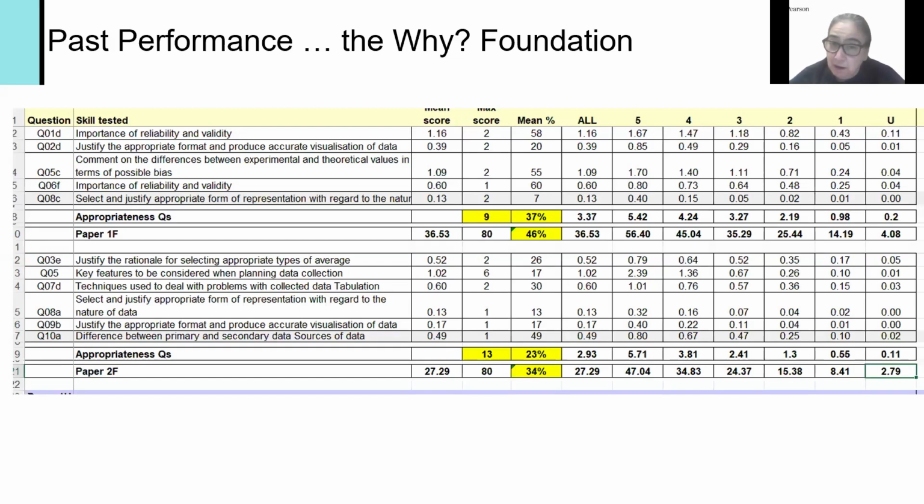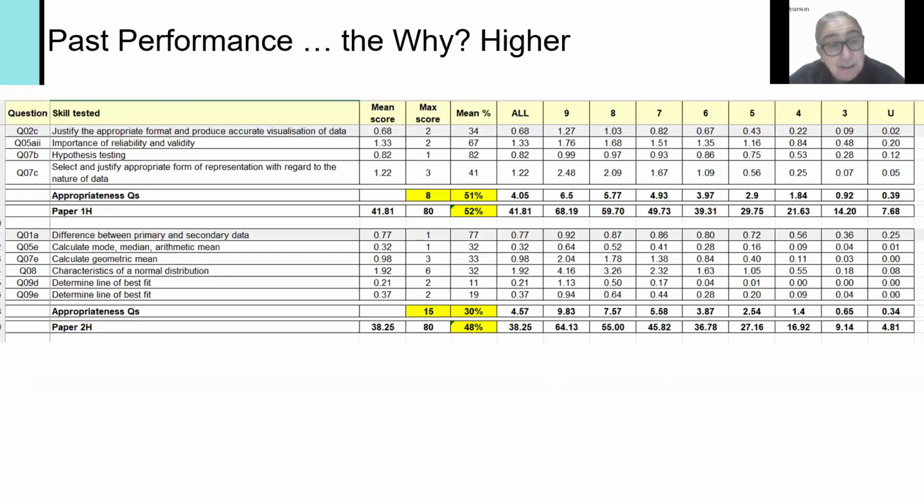So when we look at the higher, there is very little in the paper 1, probably because there's only 8 marks. But as the marks that are available increase, there was an 18% discrepancy, but it's still not as wide as on foundation. And I think that's the nature of students.